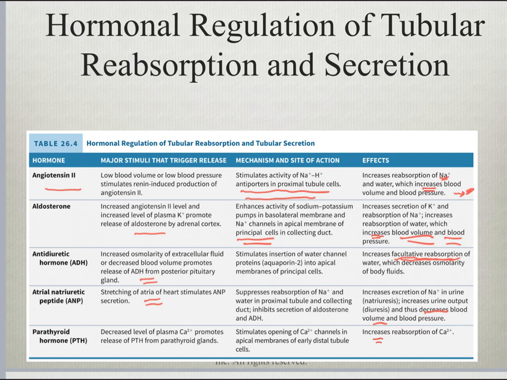Okay? And then the last one is parathyroid hormone, which is going to detect decreased levels of blood calcium, which is going to stimulate PTH from the parathyroid gland. This is going to stimulate openings of calcium channels in the apical membrane of our distal tubule, our distal convoluted tubule, and as an effect is going to increase reabsorption of calcium back into the blood.